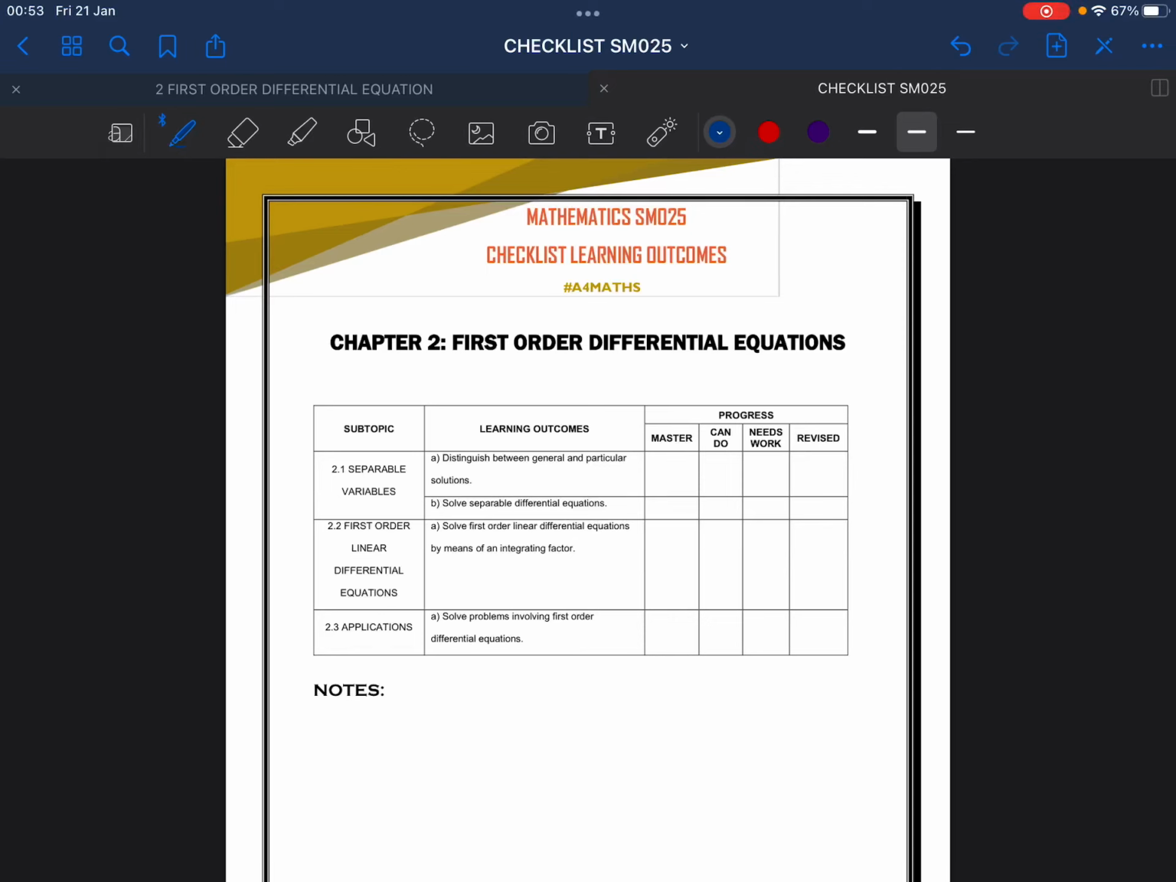So today we are going to learn chapter 2, first order differential equations. As you can see from here, we have three main subtopics. We have separable variables. Your second subtopic is integrating factor. And the last one, you're going to learn about applications of first order differential equations.